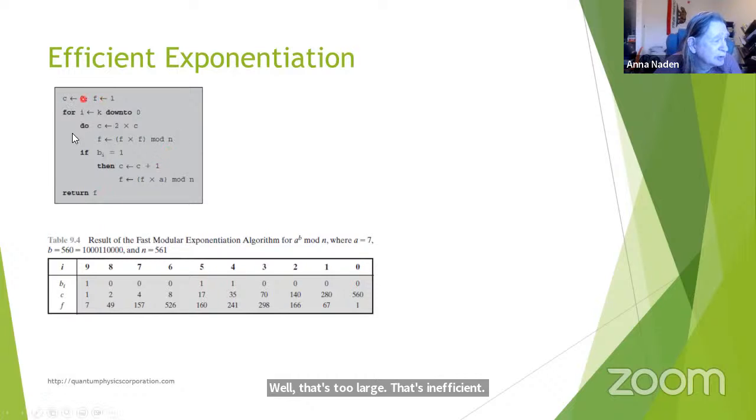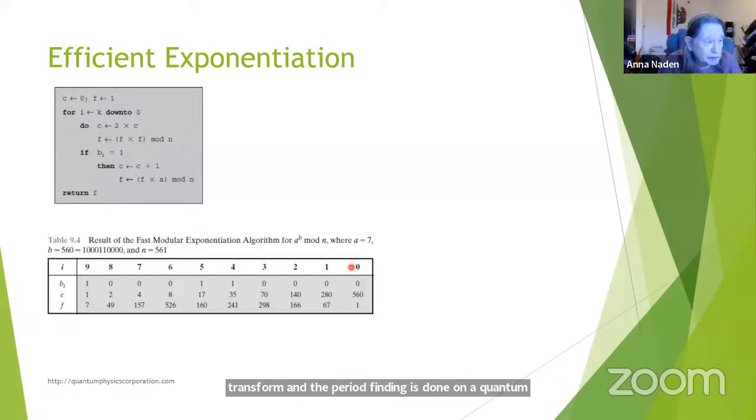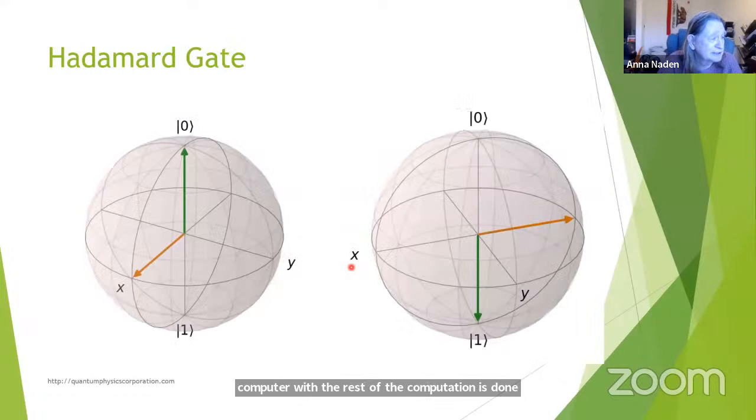I've given the pseudocode here. I'm not going to walk through it because I haven't mastered it. But as you can see, rather than 560 steps, you have only 10. So that's a key part of Shor's algorithm, and this is done on a classical computer. The first implementations of Shor's algorithm are going to be hybrid, where the Fourier transform and the period finding is done on a quantum computer, and the rest of the computation is done on a classical machine.